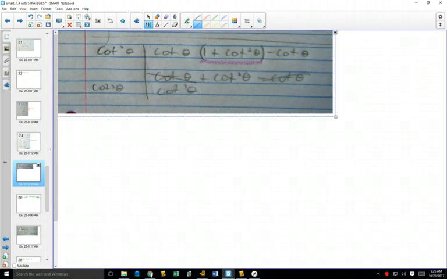And if you're only working with one trig function, usually you can get it to work out quite well, as is this case, because they distributed, and then cotangent plus cotangent cubed minus cotangent, those cotangents cancel out, and you just get cotangent cubed equals cotangent cubed, 2 lines, and this proof is done.